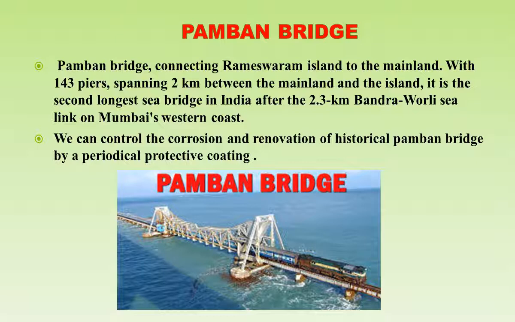Why is Pamban Bridge given in this unit? Because the bridge is constructed of metals, and this bridge is located on the sea. The sea contains salt particles, and the air contains moisture, oxygen and salt, so it should definitely rust, but it does not rust because of the iron content product. So that is the best example of corrosion.